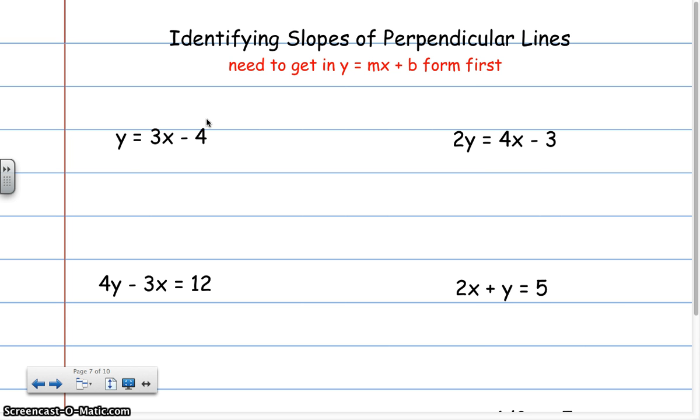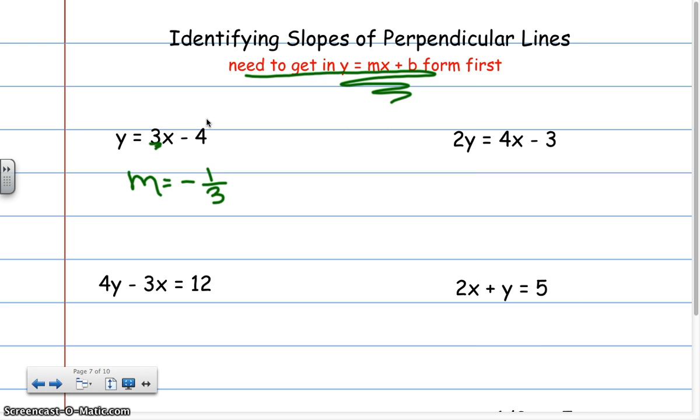The first thing we need to do is get it into y equals mx plus b form. So here it already is. It looks like my normal slope is 3. So what would the slope be of my perpendicular line? Negative 1/3. Just negative 1/3. Like down 1/3, down 1/3.